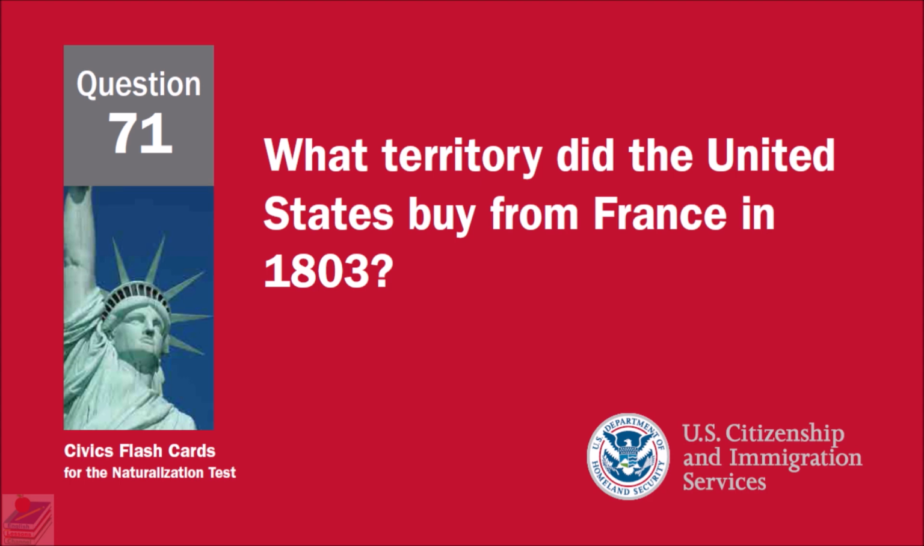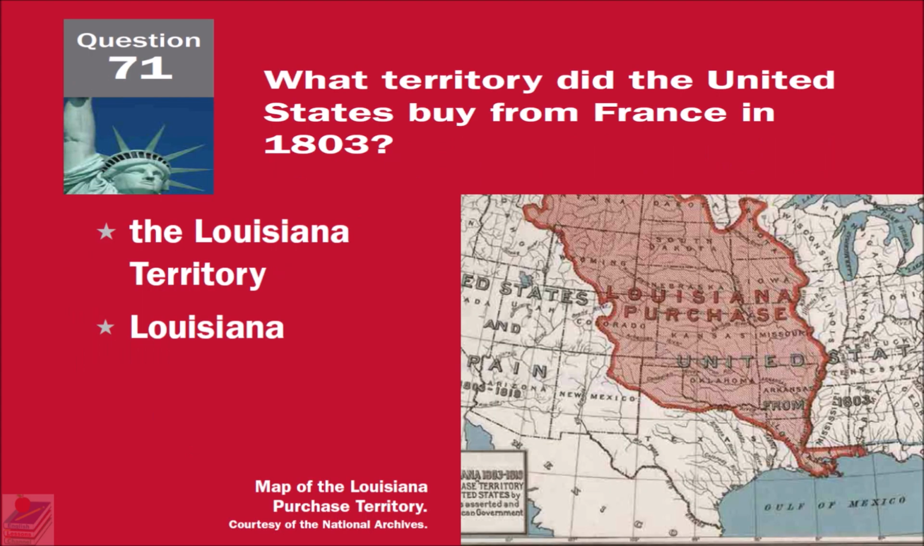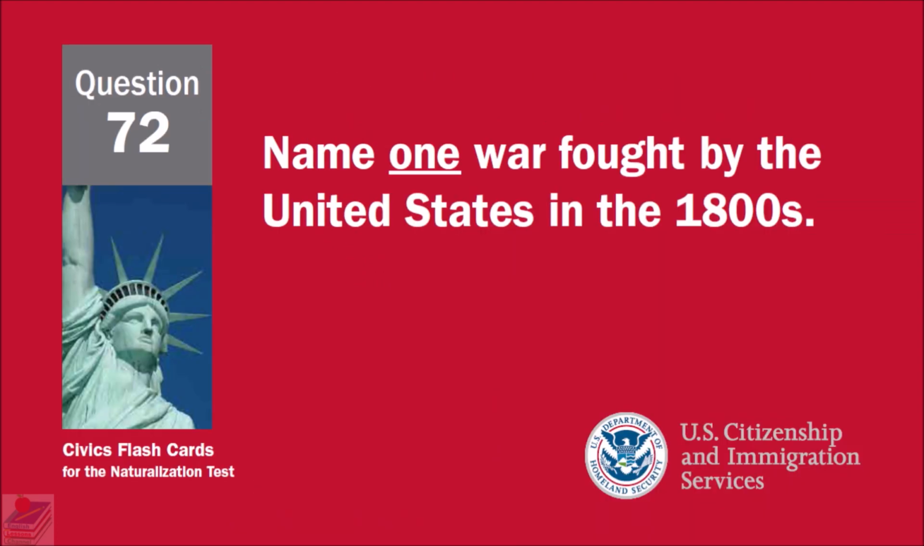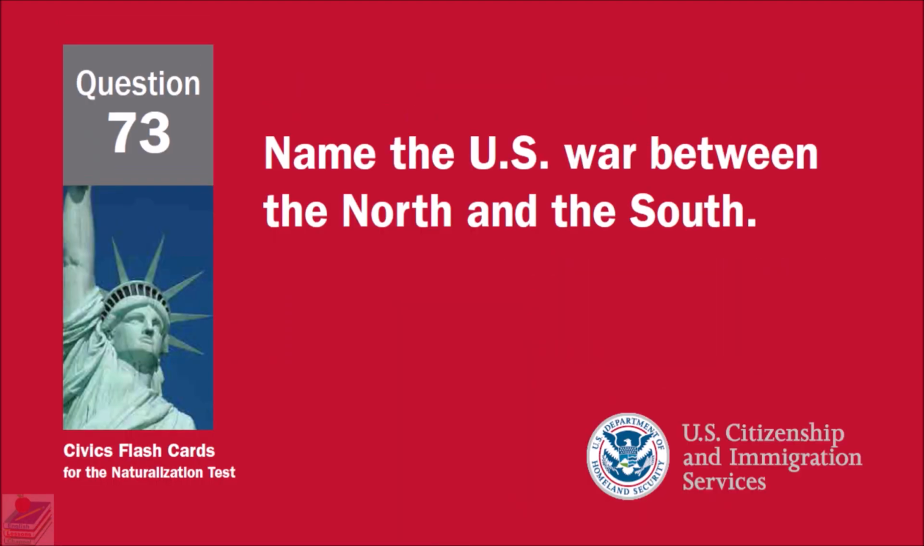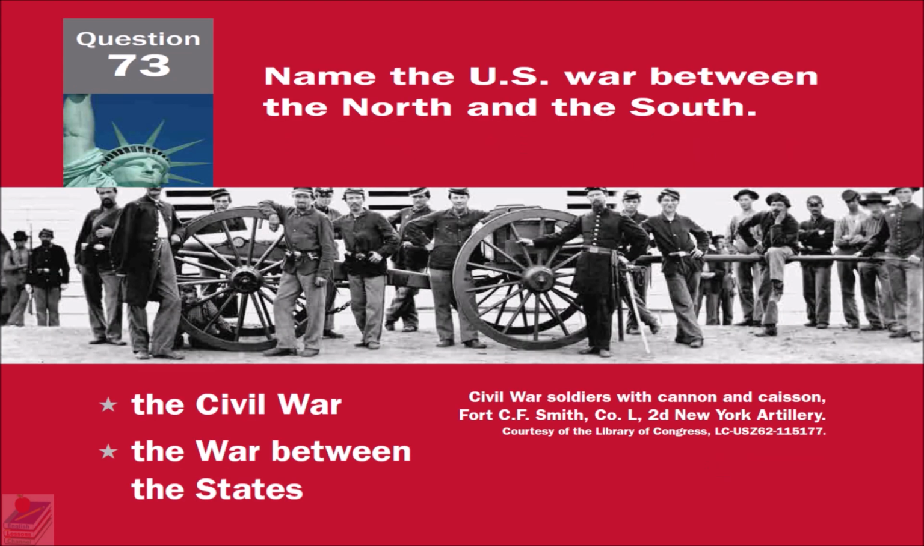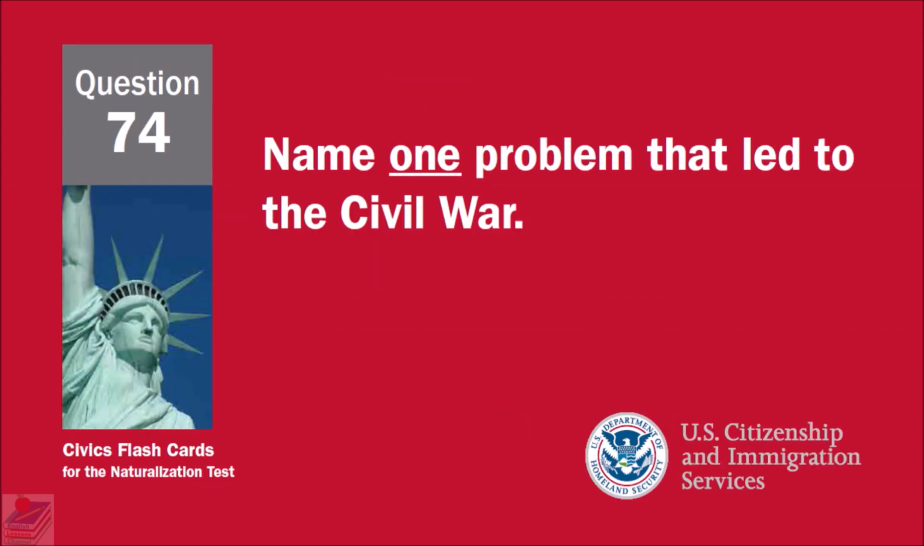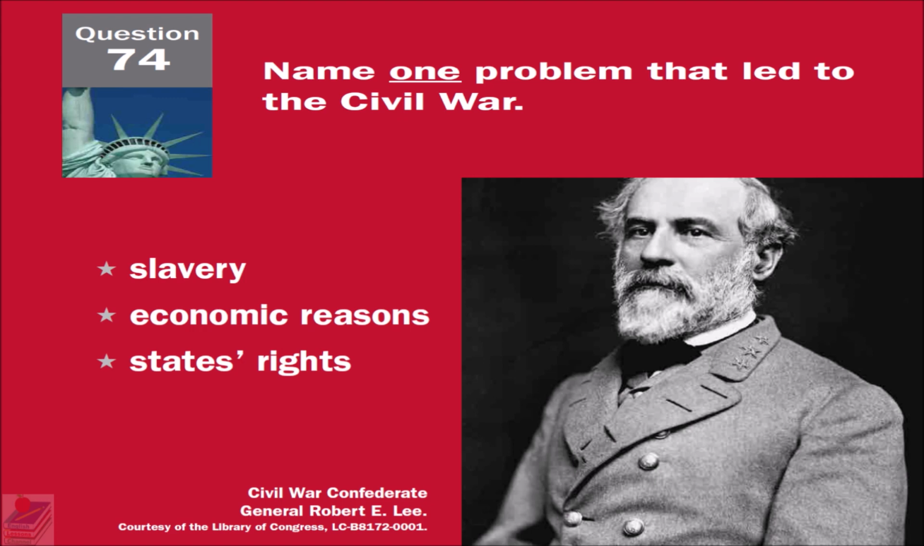What territory did the United States buy from France in 1803? Louisiana. Name one war fought by the United States in the 1800s. Civil War. Name the U.S. war between the North and the South. The Civil War. Name one problem that led to the Civil War. Slavery.